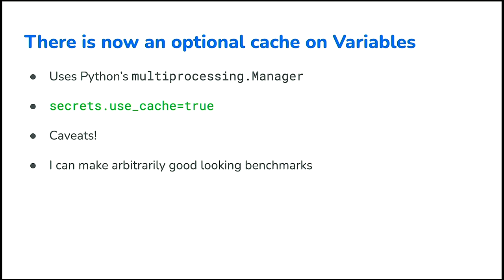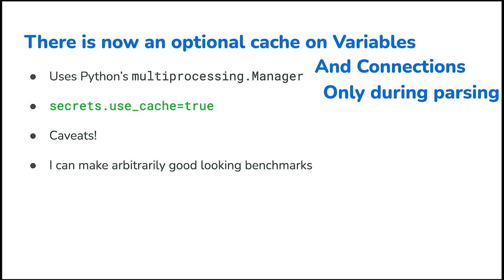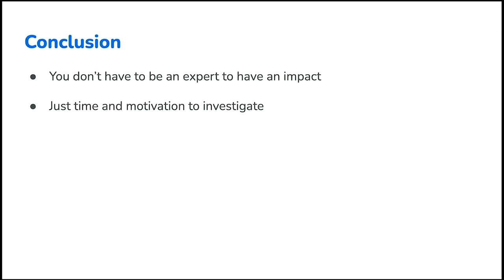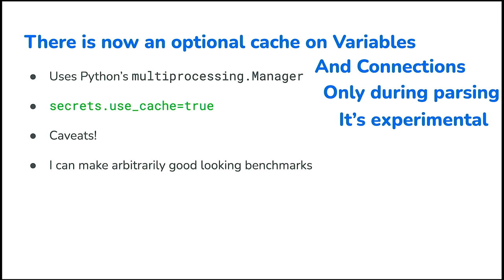I'm not going to show you any metrics or benchmarks, because I can make the benchmarks as good as I want. I can just write a DAG that has like 1 million variable calls, and it's going to improve by 99%. But it can help a lot if your DAG has variable calls. It also includes connections, because connections are actually secrets. Whenever you use an AWS connection ID, for example, it's actually a query on the secret. It's only during parsing, not when the DAG is actually running on the worker, because then we want fresh data. And also it's experimental, so it's a feature that you should use with care.